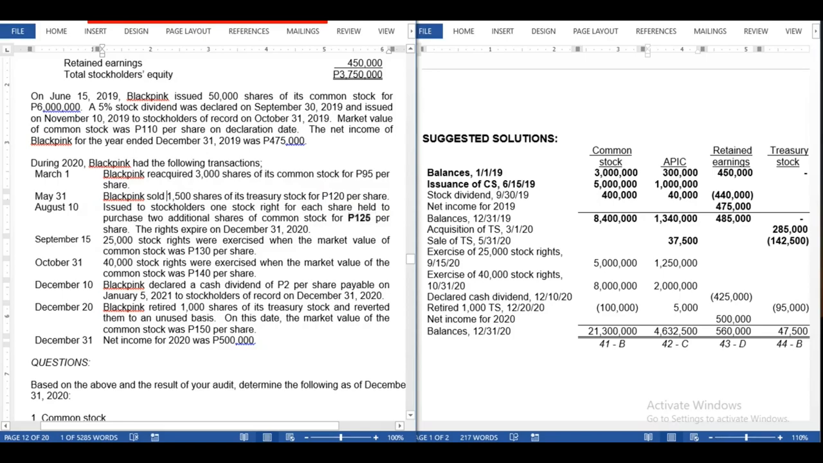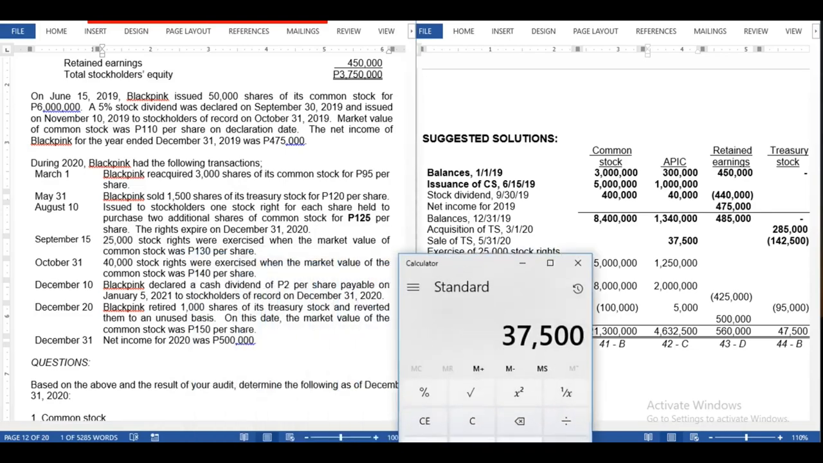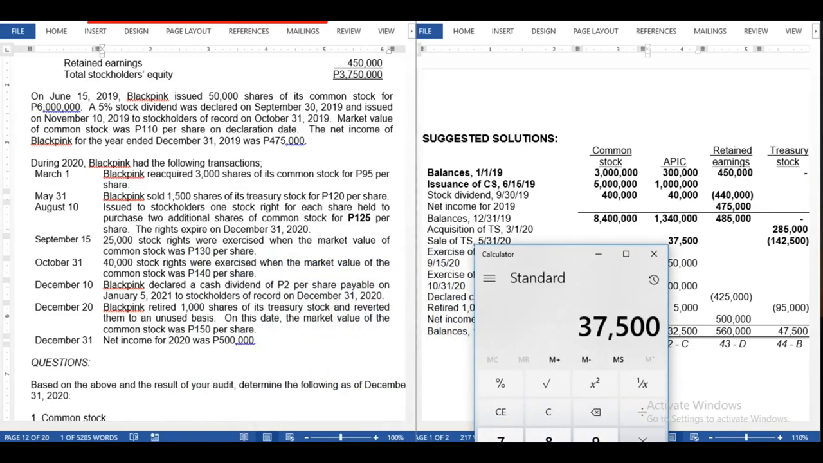So Blackpink sold 1.5, issued to stockholders one stock right for each share held to purchase two additional shares. So one stock right is equivalent to two shares. So dapat multiplied by 2 yun siya. So for 125 per share, and the rights expire on December 31, 2020. Okay, so yung September 15, meron siyang 25. Sabi natin kanina, 25 and then 2. Bakit siya 2? It's because one stock right, meron siyang 2 shares. That's why 25 times, magkano yun siya? 2. So meron siyang 50,000 shares.